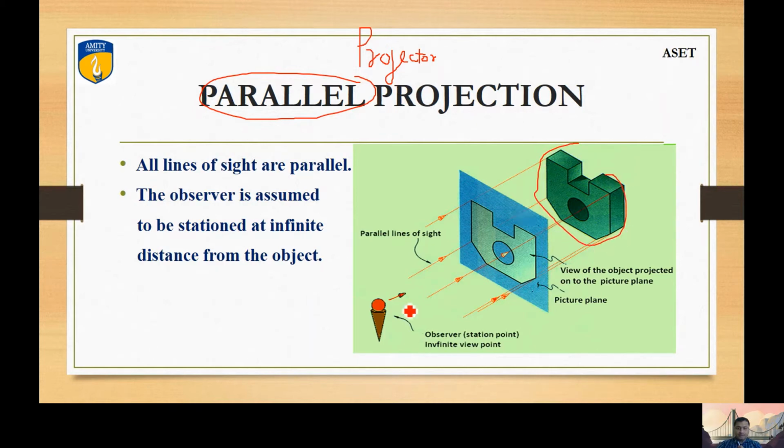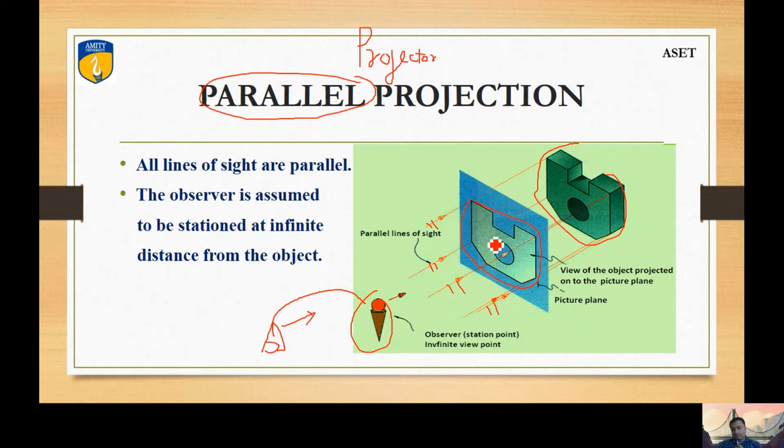This is my object, and this is the observer who is viewing that object. As you can see here, all the projectors are parallel to each other. So the image which is appearing on the screen looks like this. What is going to happen if this observer shifts from this position to this position? If my observer shifts to this position and looks at the same object from here, again you will get the same image on the screen.